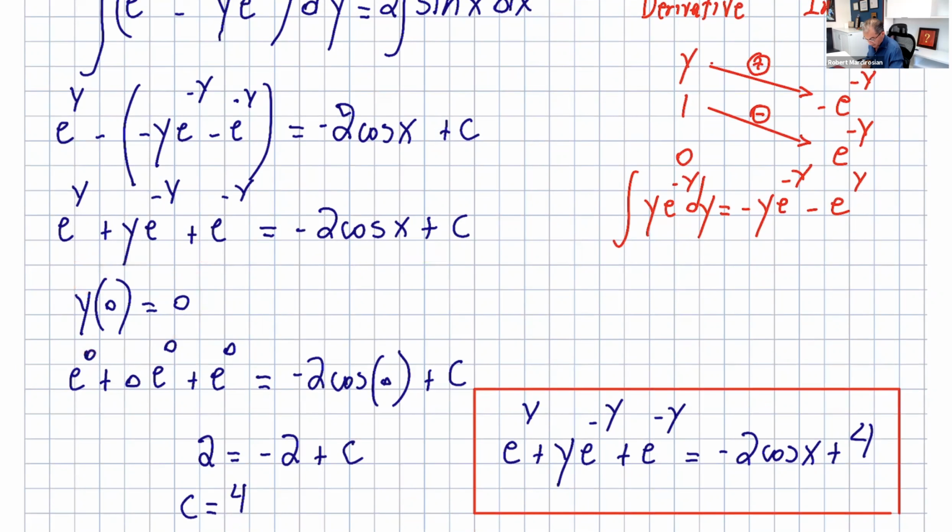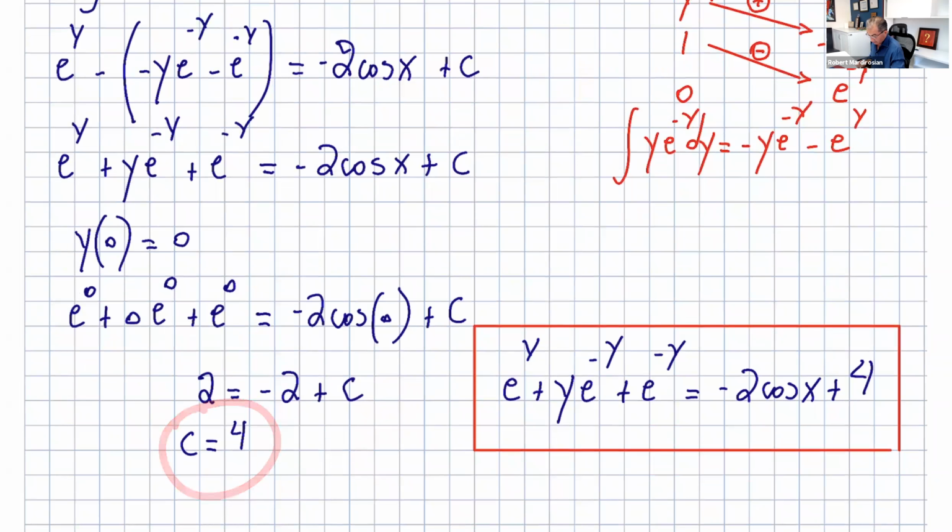Apply the initial value, y of 0 is 0. So whenever x is 0, y is 0. So you just substitute, and again, this is very easy. Cosine 0 is just 1. So solve for c, and c is 4.